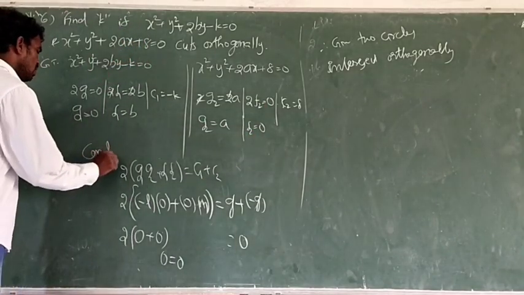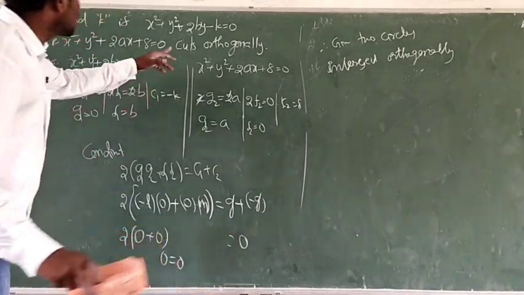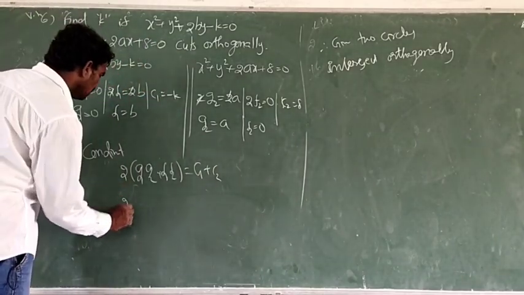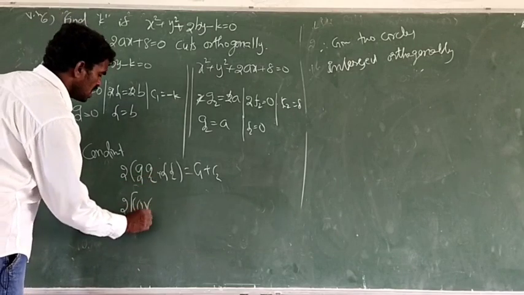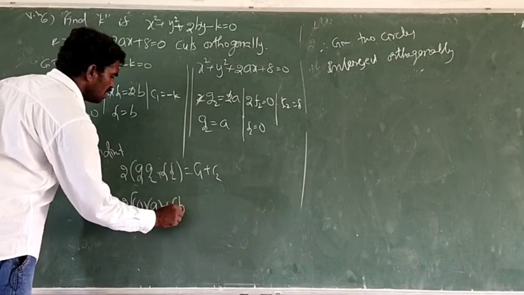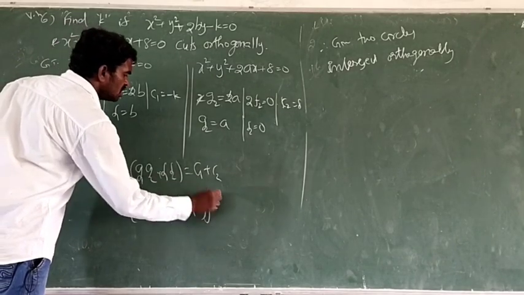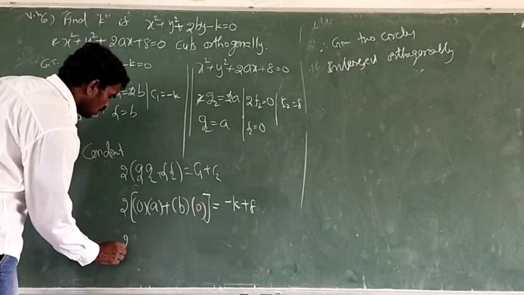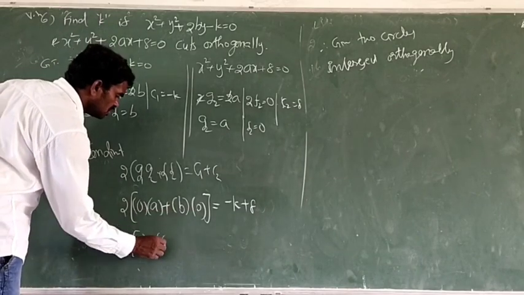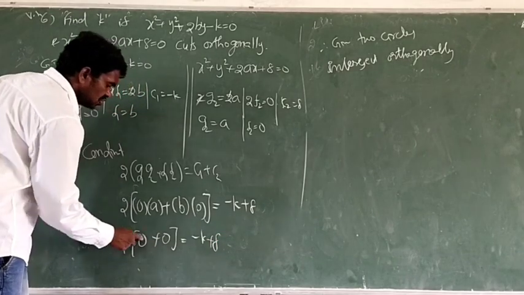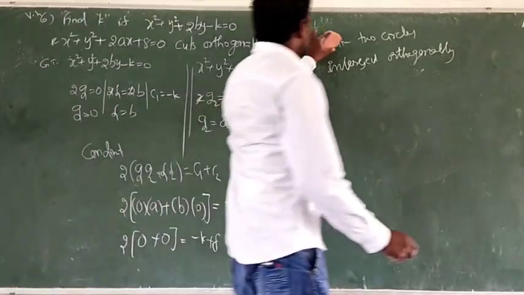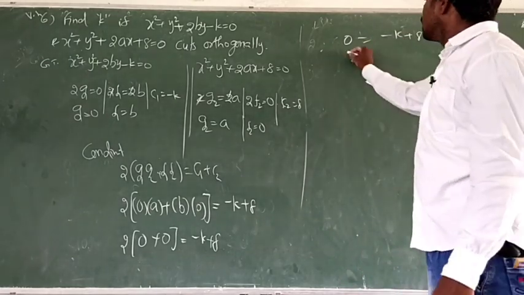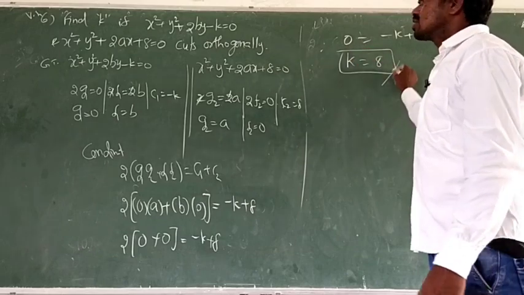Now write the condition. Because it is already given that they cut orthogonally, write the condition, substitute in it and simplify, and we get the k value. So 2 into g1 0 into g2 a, plus f1 b into f2 0, is equal to c1 minus k plus c2 8. See, 2 into 0 into a is 0, plus b into 0 is 0, equal to minus k plus 8. So 0 plus 0 is 0, and we get 0 is equal to minus k plus 8. Sending minus k to the left side, k equals 8. So this is the k value.